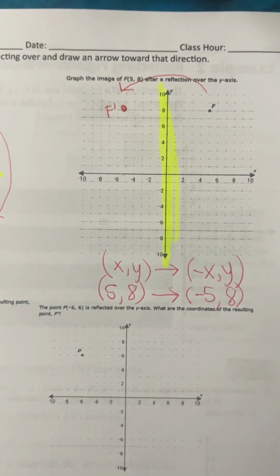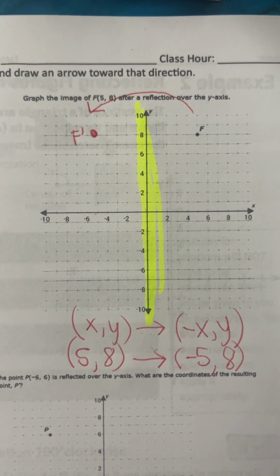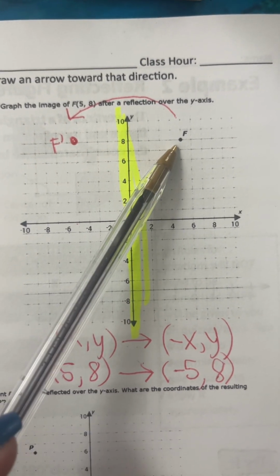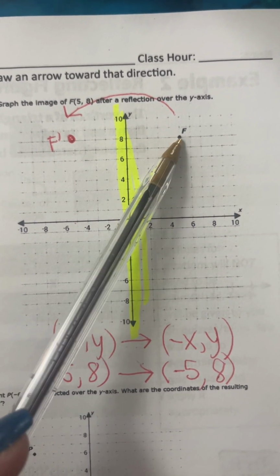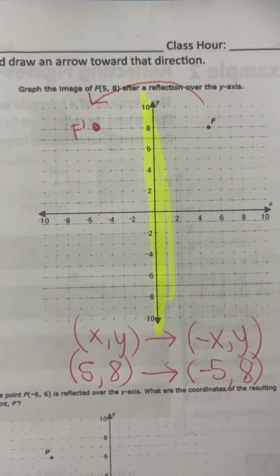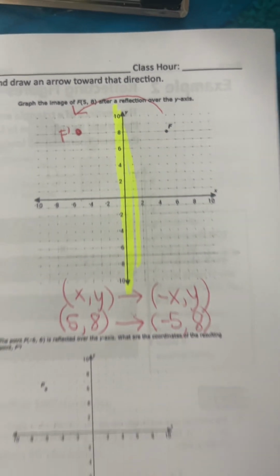It should look like it's about the same distance from the line, but on the opposite side of it, okay? So this one was 5 to the right, and then it became 5 to the left, okay? All right, let's do 2 more.